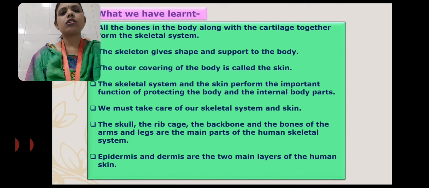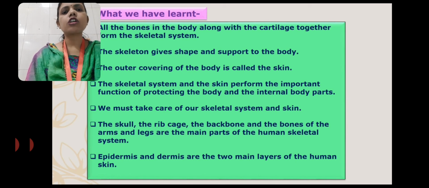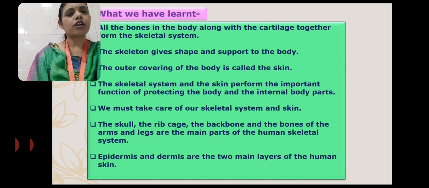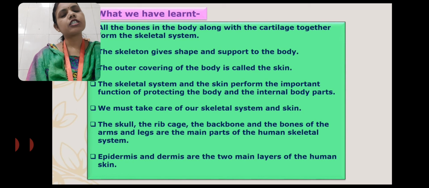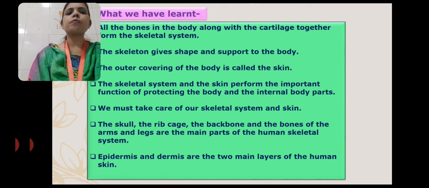Next, the skull, the rib cage, the backbone and the bones of the arms and the legs are the main parts of the human skeletal system. Here, the skull is the main part of our body which gives protection to our brain. Next point is epidermis and dermis are the two main layers of the human skin.